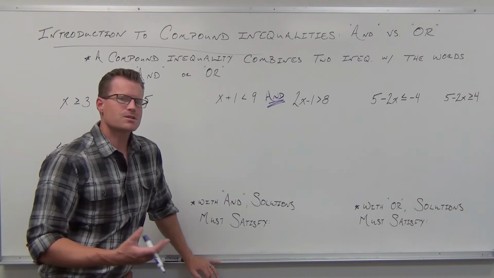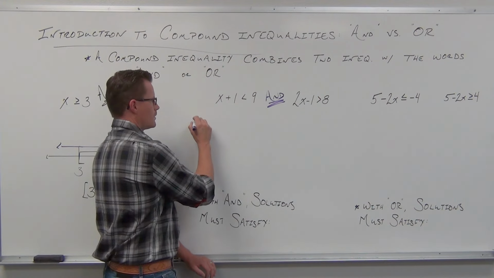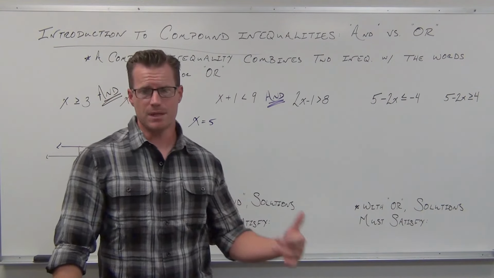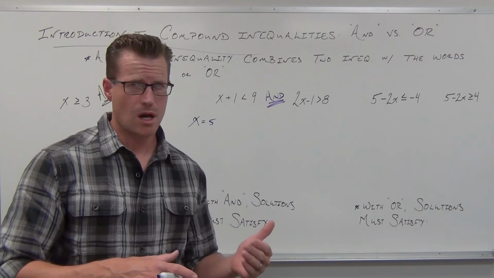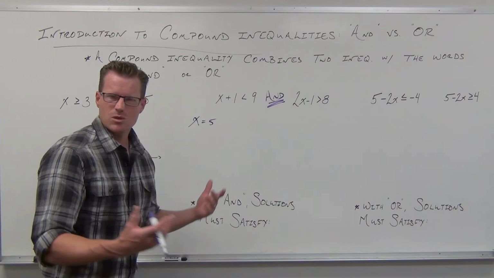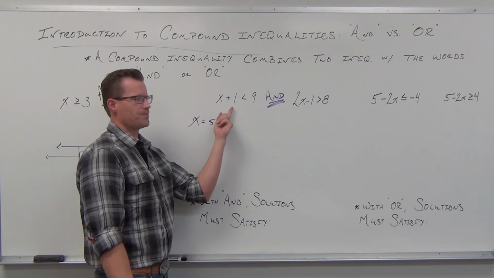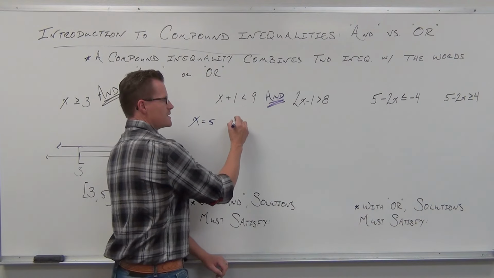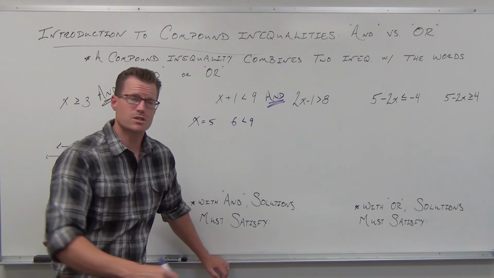But let's think about some numbers. Let's look at x equals 5, and let's explore whether x equals 5 is going to be a solution or whether it's not going to be a solution. Let's plug it in, just see what happens. If we evaluate our left inequality for 5, we get 5 plus 1. Well, 5 plus 1 is going to be 6, which is clearly less than 9. That's a true statement.